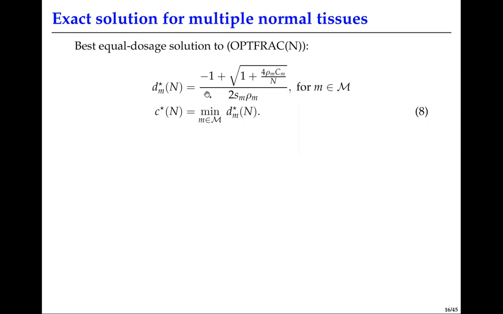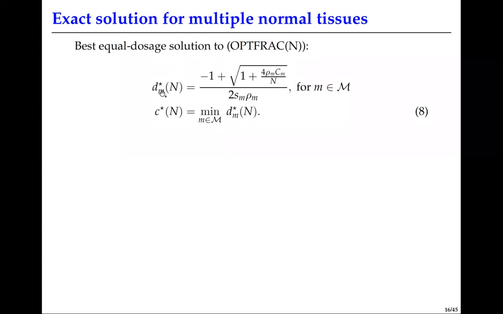So we know that at least one normal tissue constraint must be active. So what we do is we look at, if the mth normal tissue constraint were active, then what would an equal dosage solution look like? And I explained how to obtain an equal dosage solution by simply solving a quadratic equation earlier. And this is what is done here.